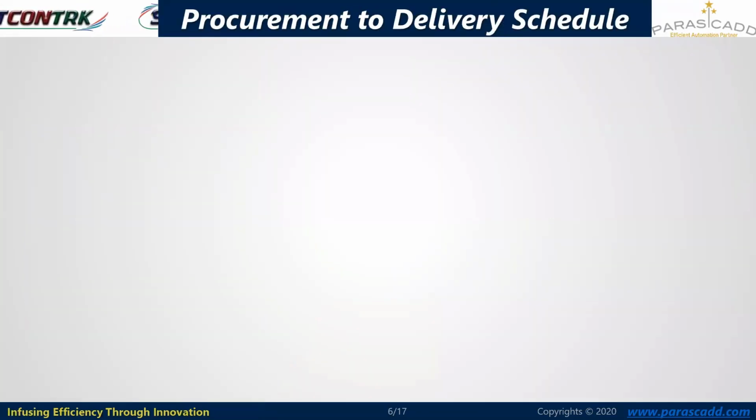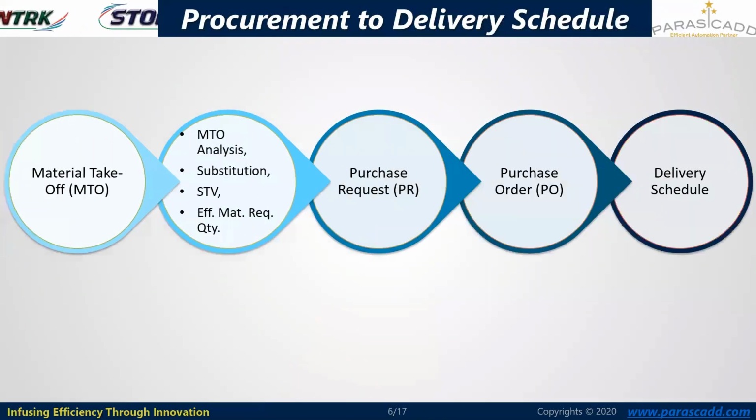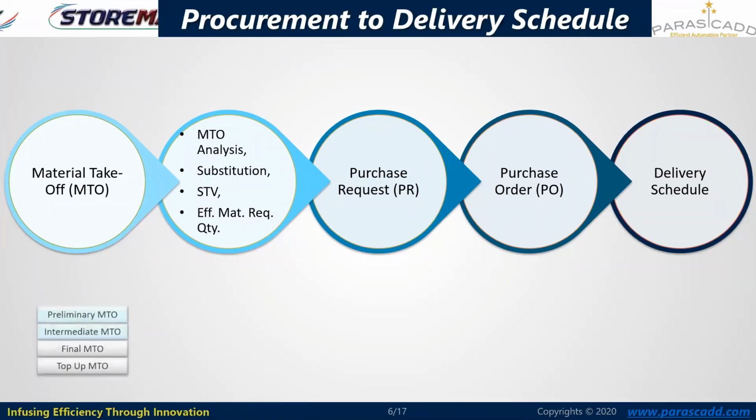So let's understand here the cycle from procurement to the delivery schedule. These are the key stages taken care of for the delivery, measuring the duration from procurement to the delivery schedule. So initiating the activities from the material takeoff. Now here we can see the MTOs are taken care of over here, like the preliminary MTO, intermediate MTO, final MTO, and top of MTO, in the series.